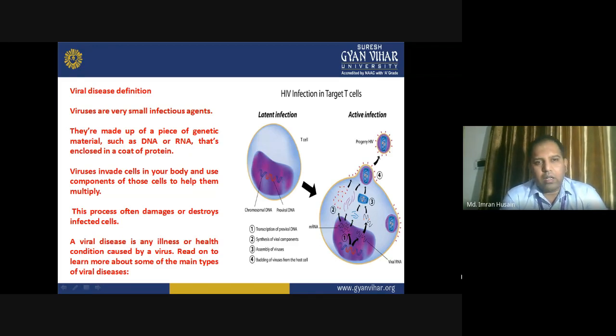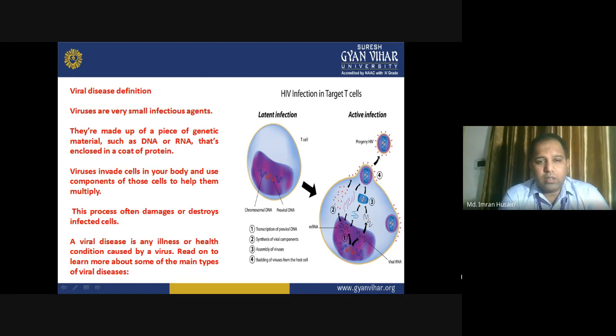In a simple manner, imagine you have a switchboard and you switch off all the lights in a room one by one. This is how a patient dies in COVID infection. Slowly, one by one, all the organs stop working. This process often damages or destroys infected cells.